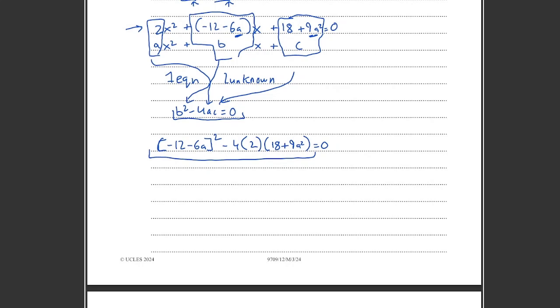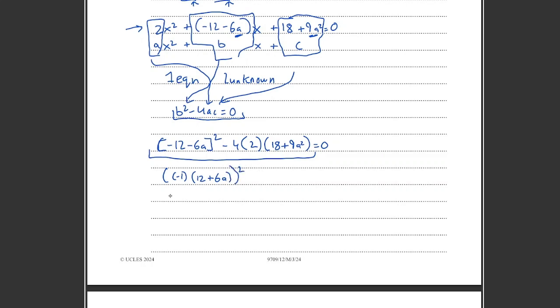So what are we going to do now? Well, let's simplify this equation a bit. I'm going to take negative 1 common out of these two, and then I'll basically just have (12 + 6a), and all of this is a whole square.